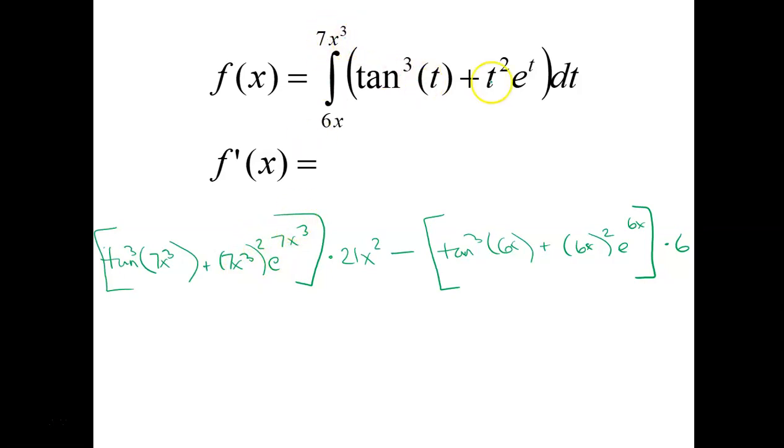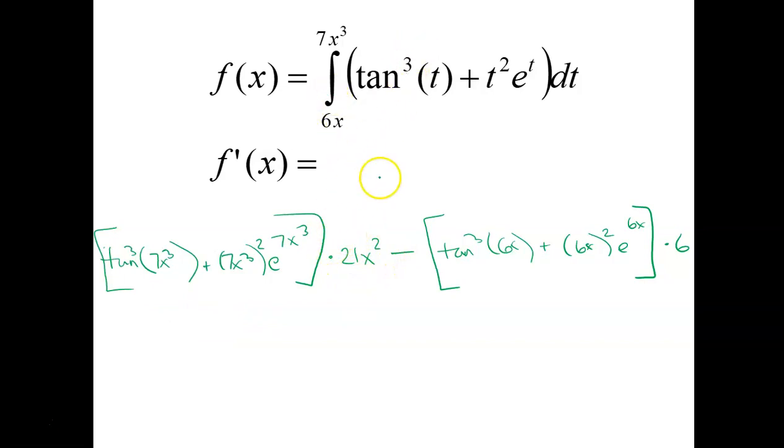I plugged in my upper limit in all 3 spots. I plugged in my lower limit at all 3 spots. I chain ruled. Derivative of 7x cubed, 21x squared. Derivative of 6x is 6. And we're done. Okay. Notice here that I put brackets around the whole thing. Those have to be there, because if they're not, this 21x squared doesn't apply to all this. So it's just kind of the mechanics of it.